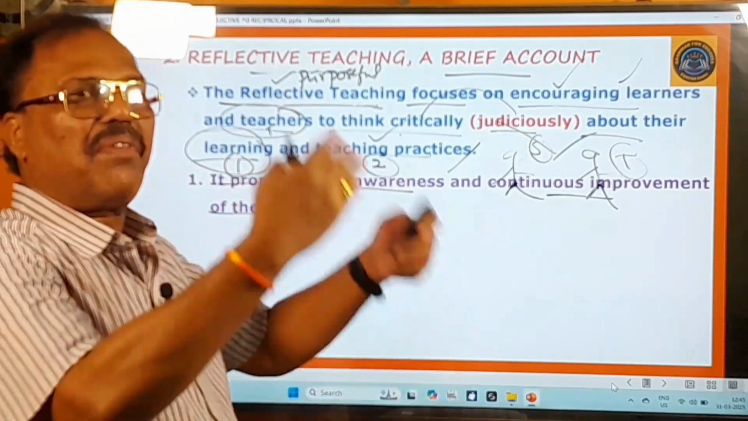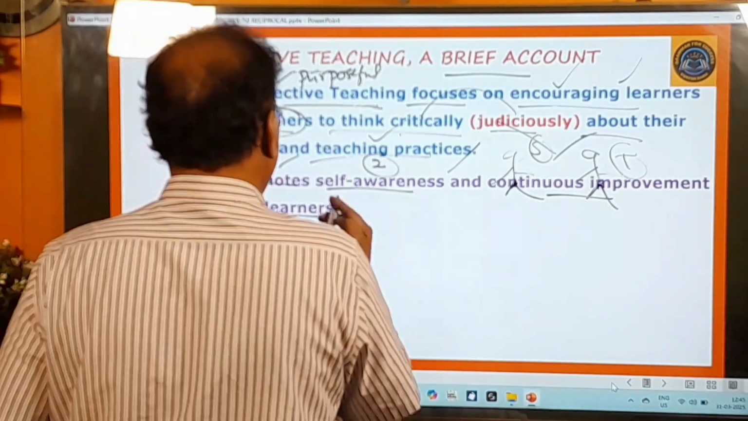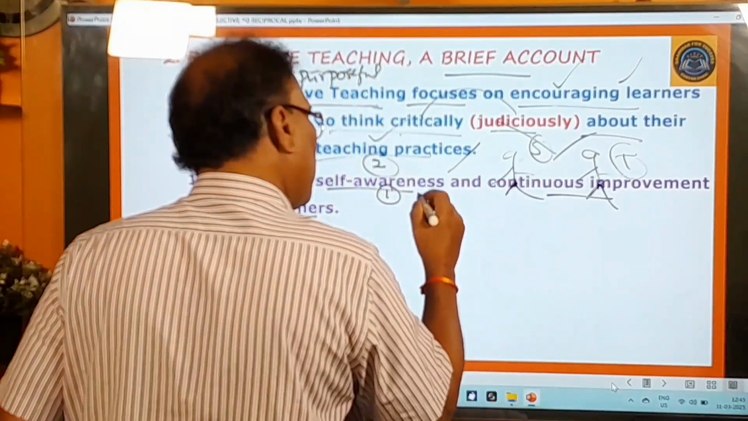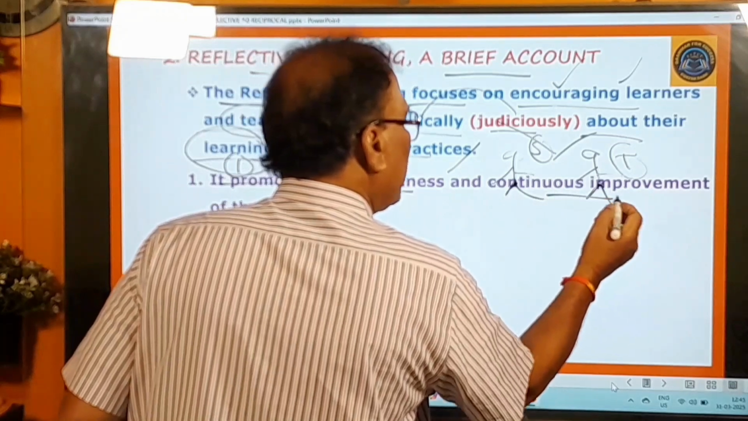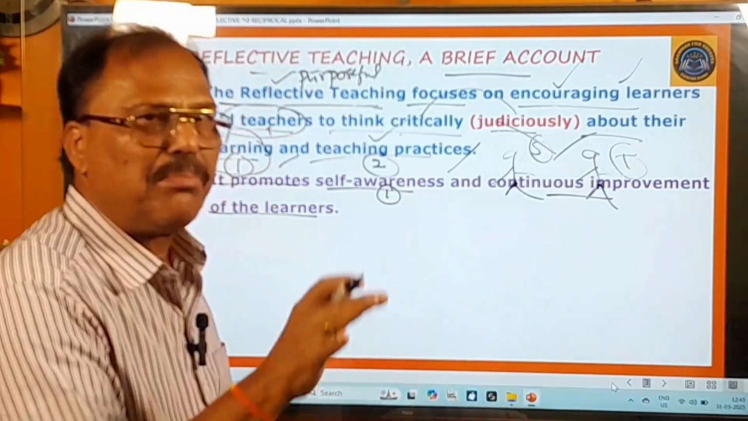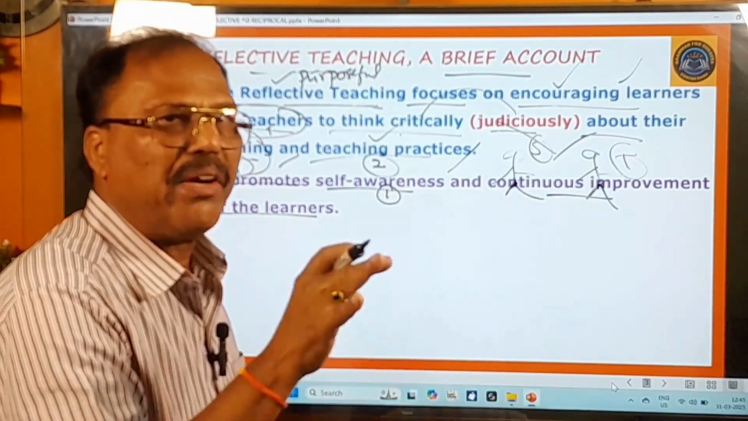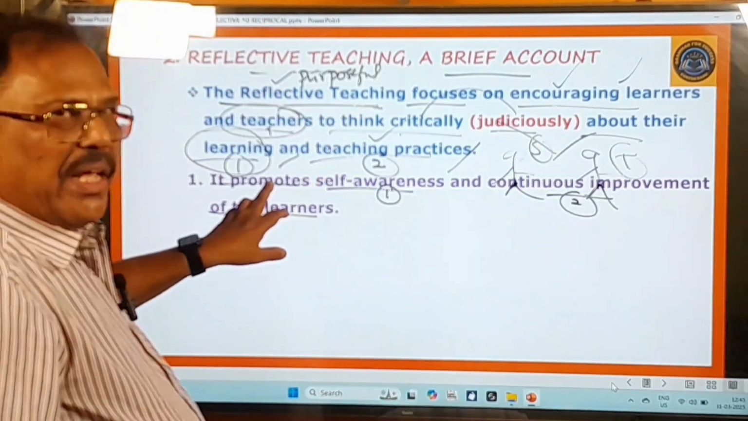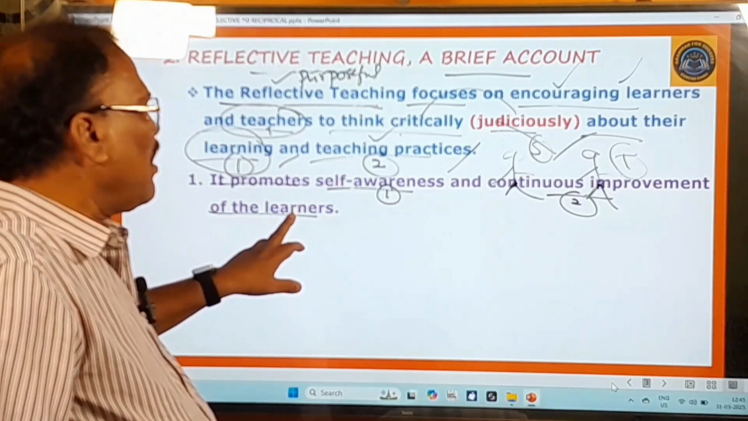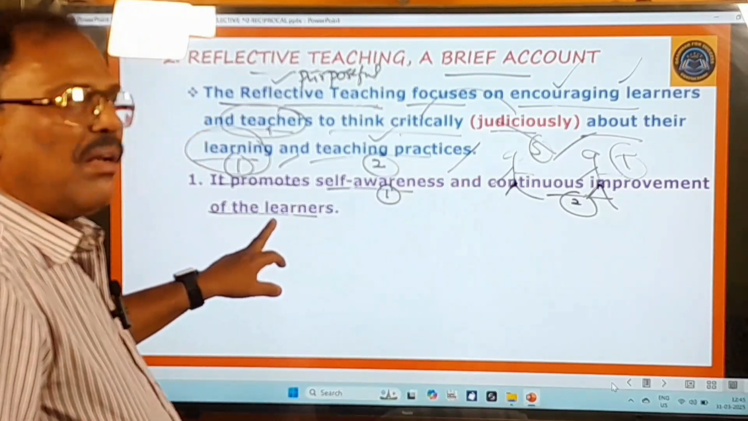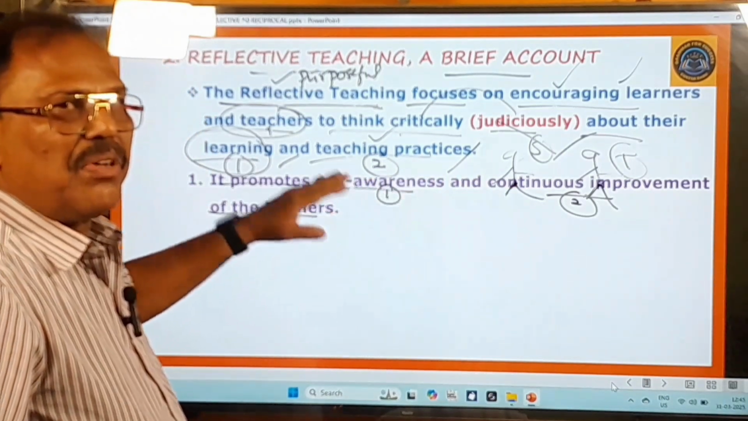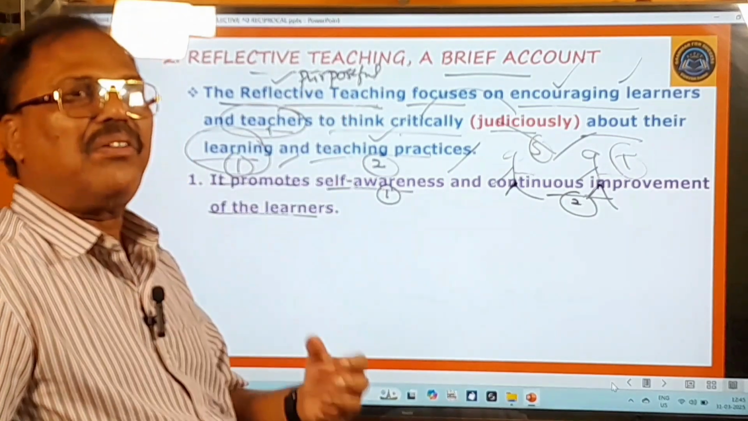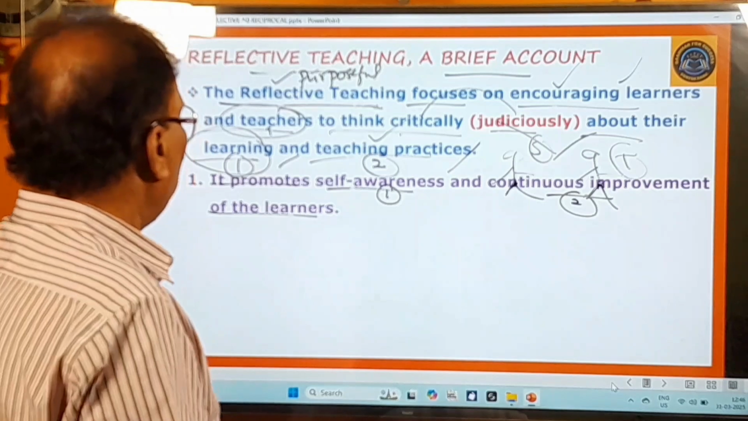That is called self-awareness. You know that very well. So it promotes self-awareness of the learners and it also supports continuous improvement. Continuous means constant improvement, non-stop development of the learners. So these two things it will promote, and therefore this reflective teaching is considered a very good teaching. Okay, and now let's move on to learn other things.